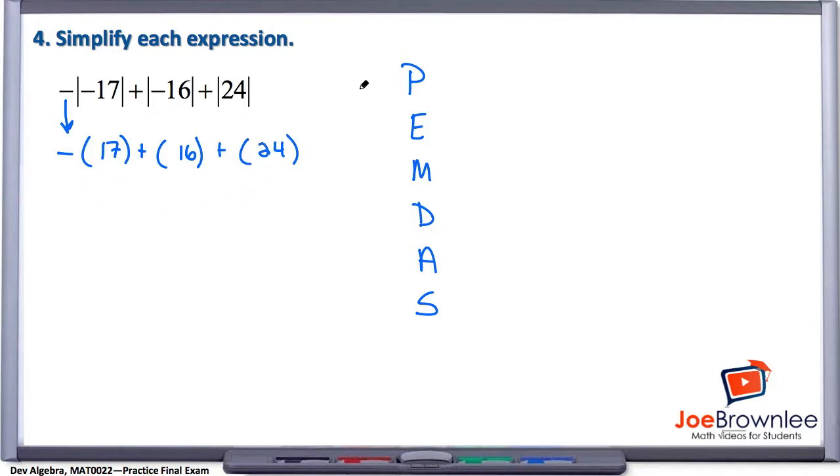All right. So we're done with our P, our parentheses, our grouping symbols. I don't see any exponents here, so we can go ahead and get rid of our E. Multiply. Well, we do have this negative on the outside, which we're going to distribute through the 17. So a negative 1 times positive 17 is really a negative 17. And then we have a plus 16 plus 24. And so our multiplication is done.